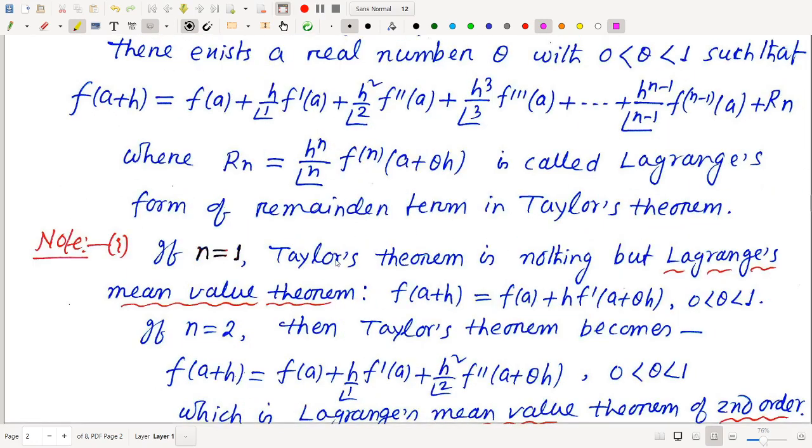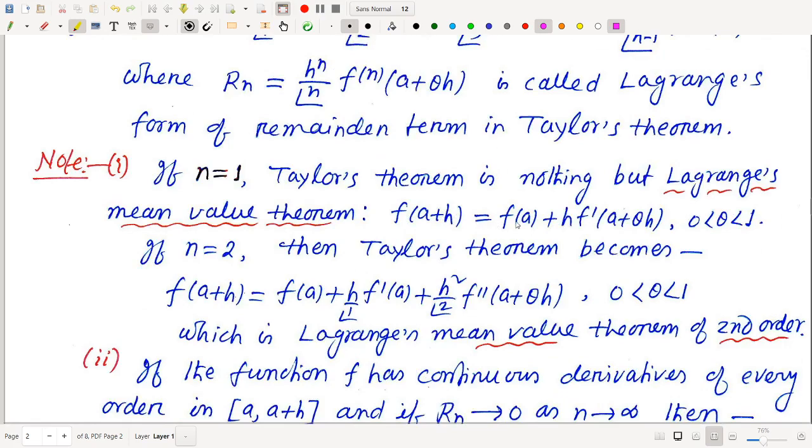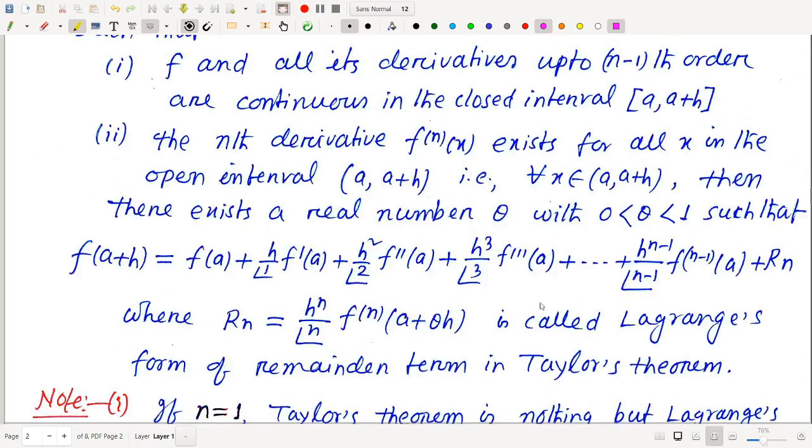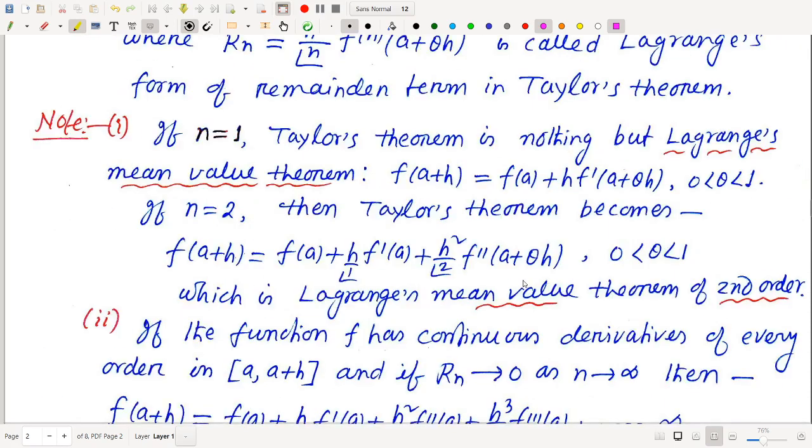If n equal to 1, particular case, Taylor's theorem is nothing but Lagrange's mean value theorem we have studied in class 12. That is, in that case, this becomes f of a plus h equal to f(a) plus h f'(a plus theta h). N equal to 1, f'(a plus theta h). h by 1 factorial means h. So this is mean value theorem we have studied already.